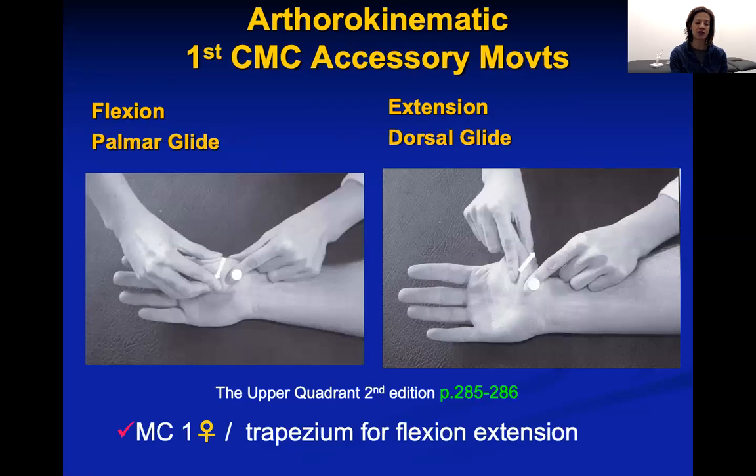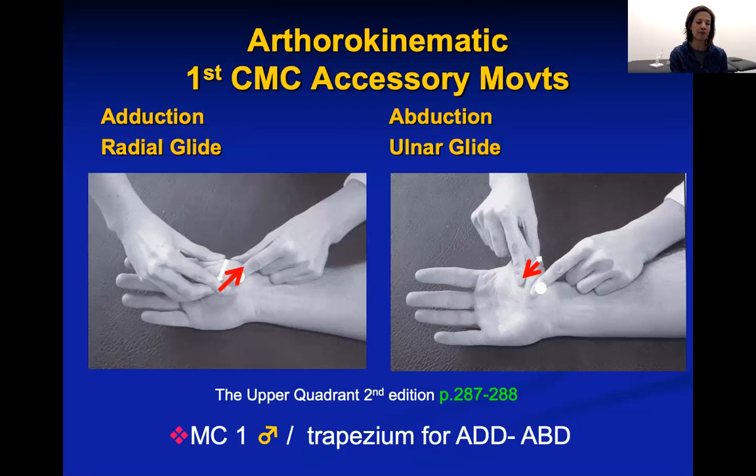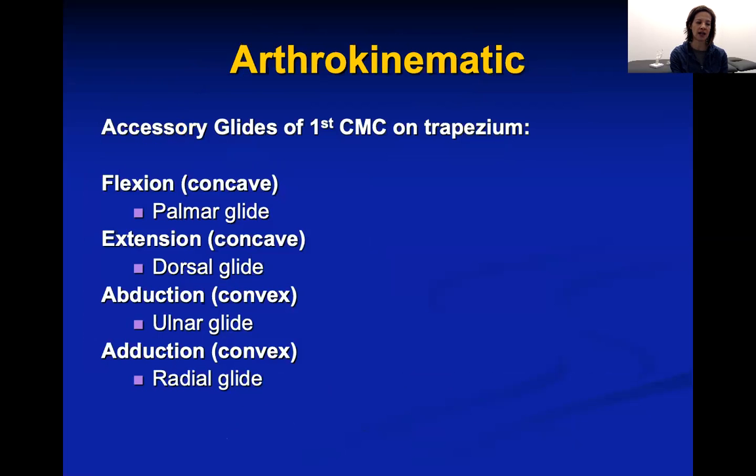We will, in class, look at the different glides, how to do them. And again, flexion is going to go with a palmar glide, extension with a dorsal glide. Adduction is going to be with a radial glide, and abduction with an ulnar glide.